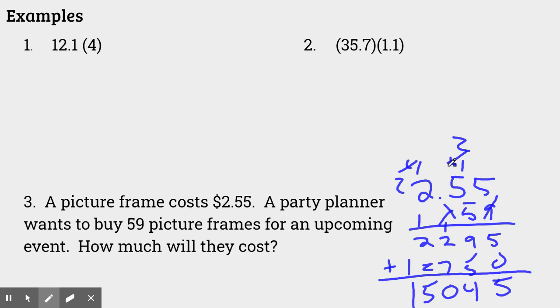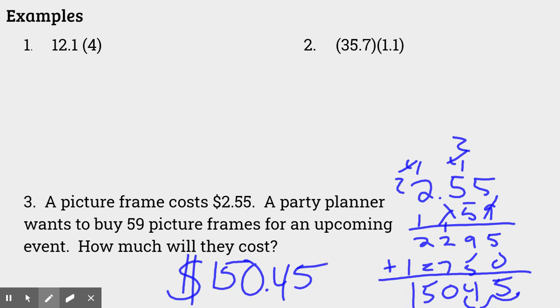So you can see at this point, I forgot to remind myself about moving my decimal. However, I can still go back and look. I need to move it 1, 2 times. So my decimal is right here at the 5. So I'm going to move it in 1, 2. So my final answer is $150.45.